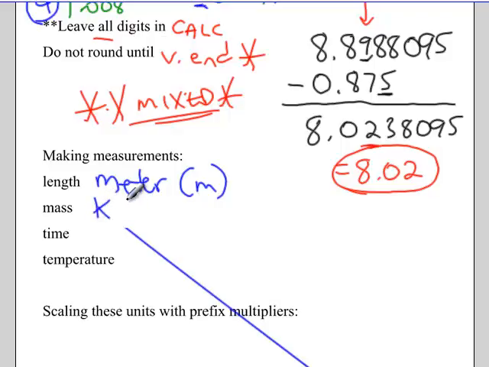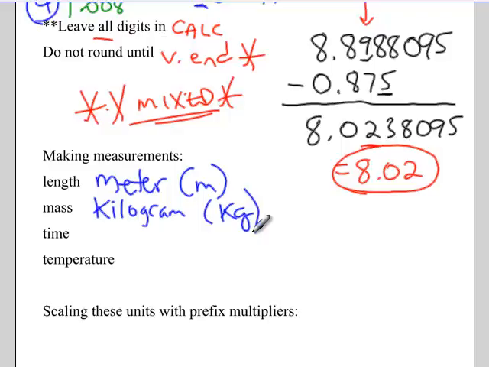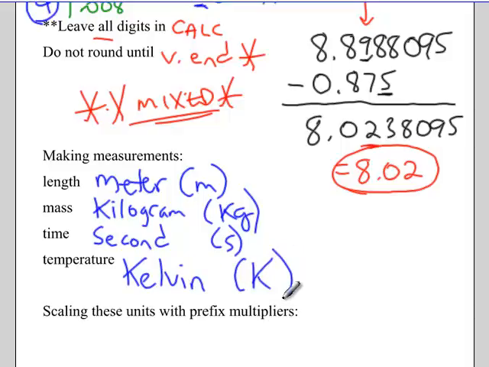The standard unit for measuring mass is kilogram, which is kg, lowercase. Time is usually measured in seconds, s. And temperature is measured in Kelvin, which is a capital K. So these are the usual units, but sometimes, for example, if you're measuring the size of an atom, meter is a much too large unit to use.